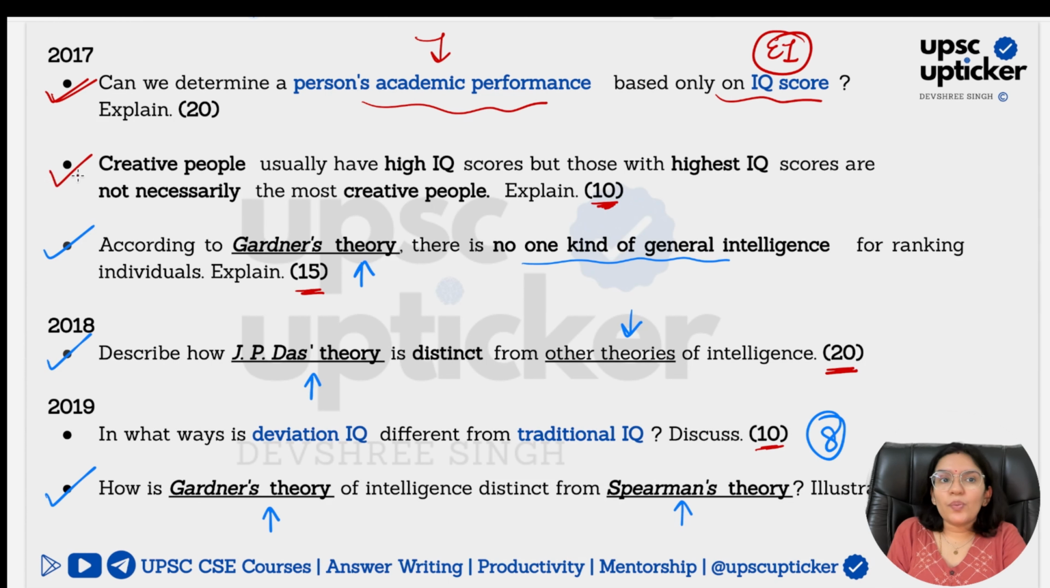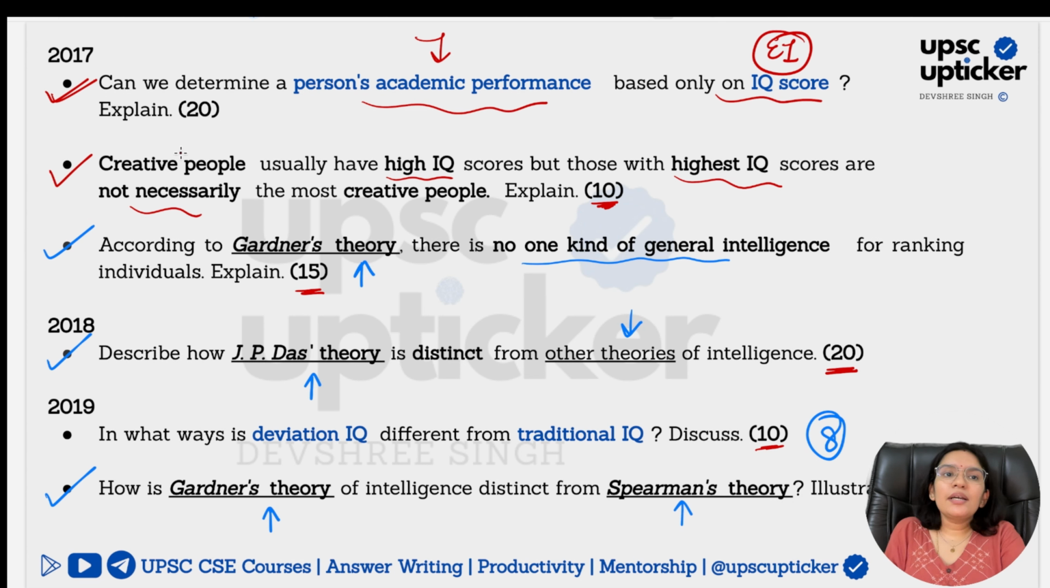This question is a mandatory one. Creative people usually have high IQ scores, but those with the highest IQ scores are not necessarily the most creative people. Explain. I've shown you the same question in thinking and problem solving too, because the creativity concepts are discussed in that unit, right? That is the syllabus of that particular unit. But here I'm giving you this question because we are directly comparing IQ with this. So I've told you that I'm showing you this question in that unit as well, right? And here I have counted this question.